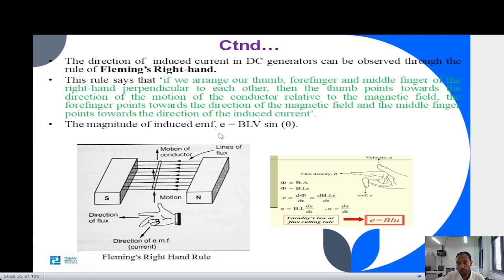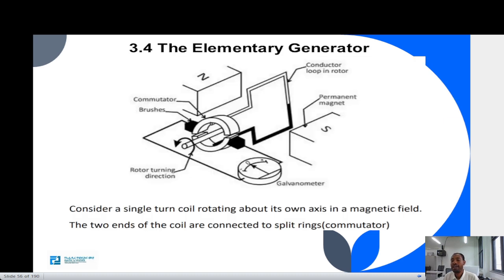And the magnitude of the induced voltage, obviously, is going to be BLV sine theta. Let me tell you a little more in depth how this works. We call it the elementary generator principle. Consider a single-turn coil rotating about its own axis in a magnetic field, and the two ends of the coil are connected to a split-ring commutator. See, this is the single coil or wire.